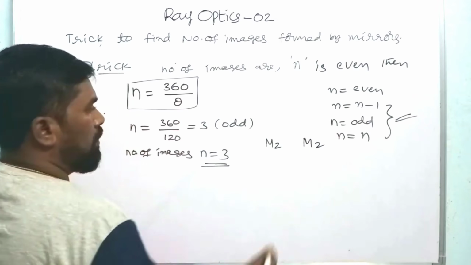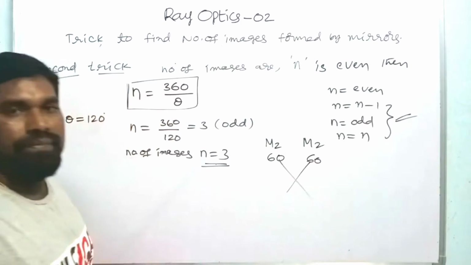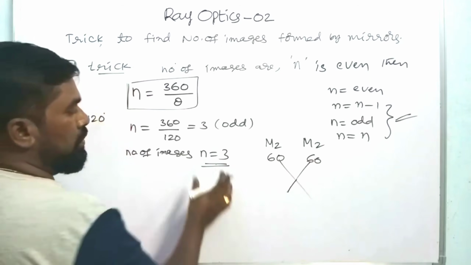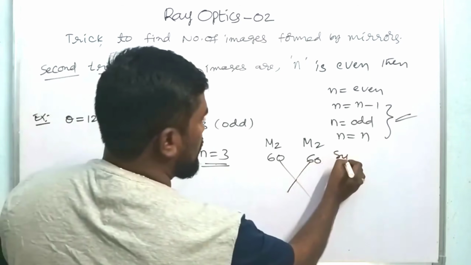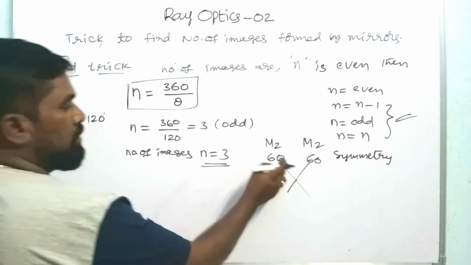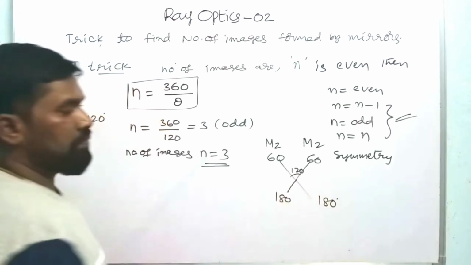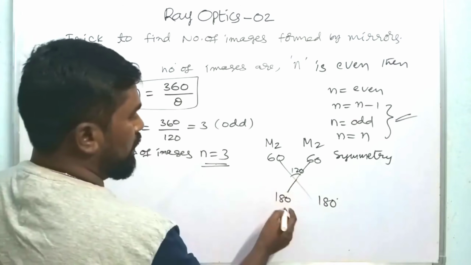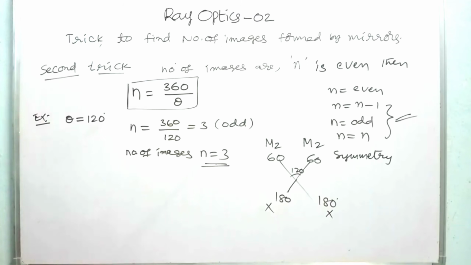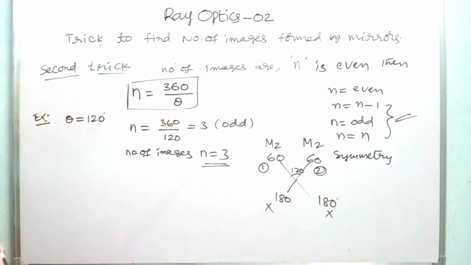120 degrees means here 60 and 60, right? If there is symmetry, here this is the symmetry. There is 120, and it is 180. 60 plus 120 is 180, so no image. So the number of images is only 1 and 2. How is it? Here it is 3.